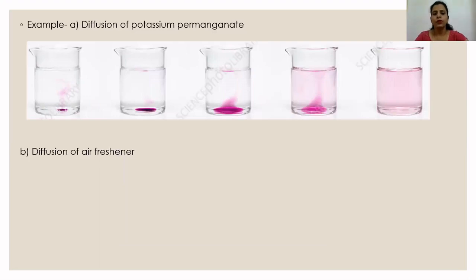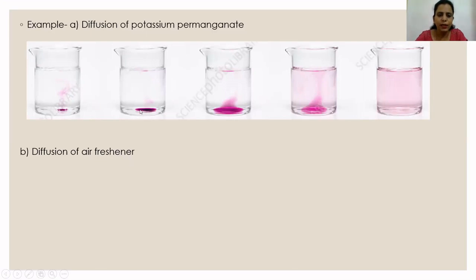Now here is an example of diffusion in our surrounding. For example, you have taken a beaker which has water. Now you know that potassium permanganate is a chemical compound. It's available in solid crystal form. So if you drop a pinch of crystals inside water, now you can see in the first image here the concentration of this potassium permanganate, which is magenta in color, is maximum at this particular point where the crystals are present. Now slowly these particles are diffusing into the water.